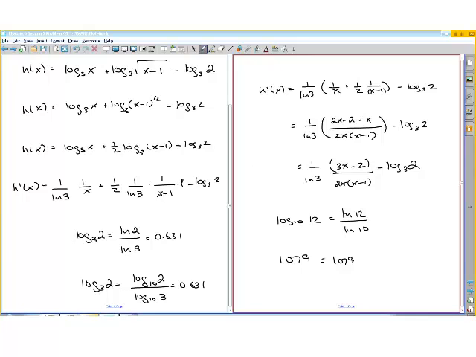Okay, back to the simplification. All I did here was factor out 1 over the natural log of 3. That left me with 1 over x plus 1/2, 1 over x minus 1, and then I found a common denominator, which was just the product of the two denominators, 2 times x minus 1.